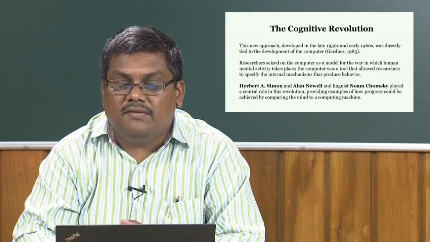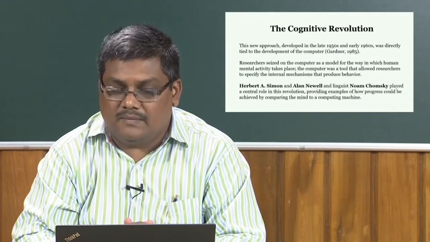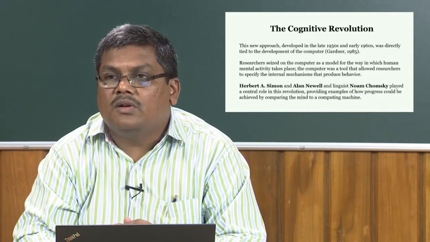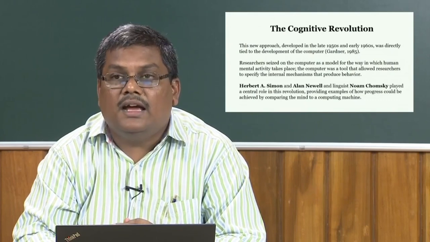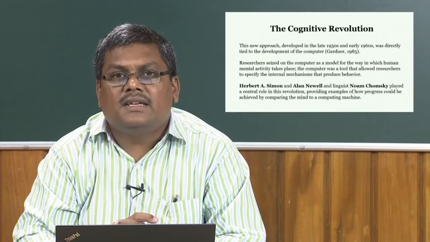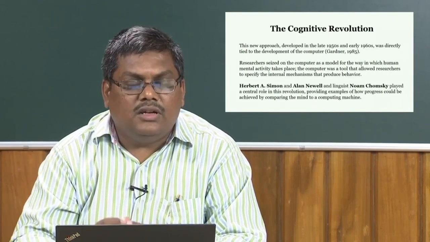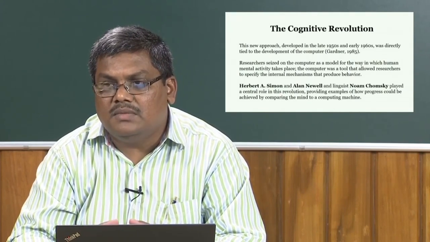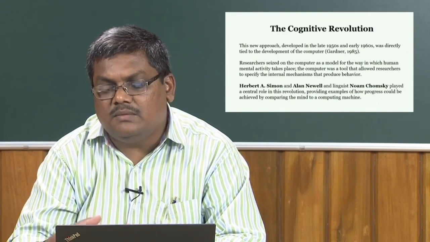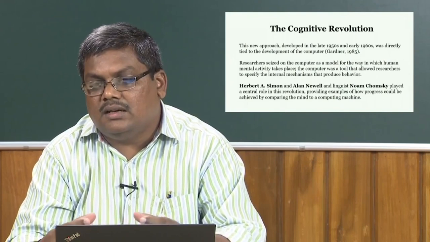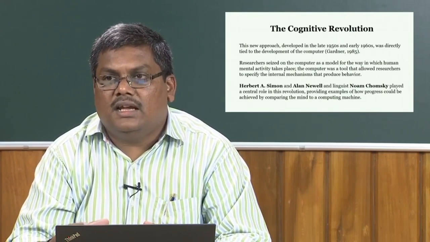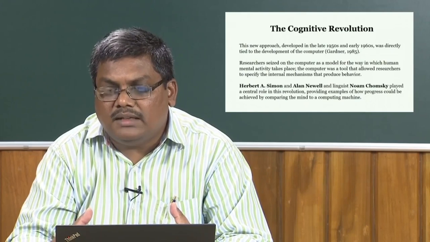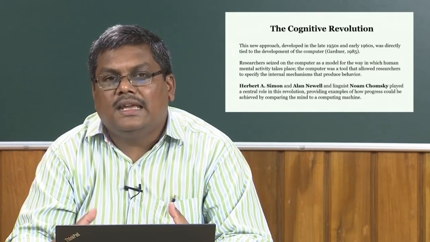This school started with the development of the first computers, and this school was proposed or came out from the ideas of people like Herbert Simon, Alan Newell and Noam Chomsky. For the first time, with the development of computers, psychologists got an opportunity to model the working of the human mind in terms of sets, in terms of items which take in information and process it, and to understand how thought processes or how human thinking or mental processes are actually taken care of by the mind.